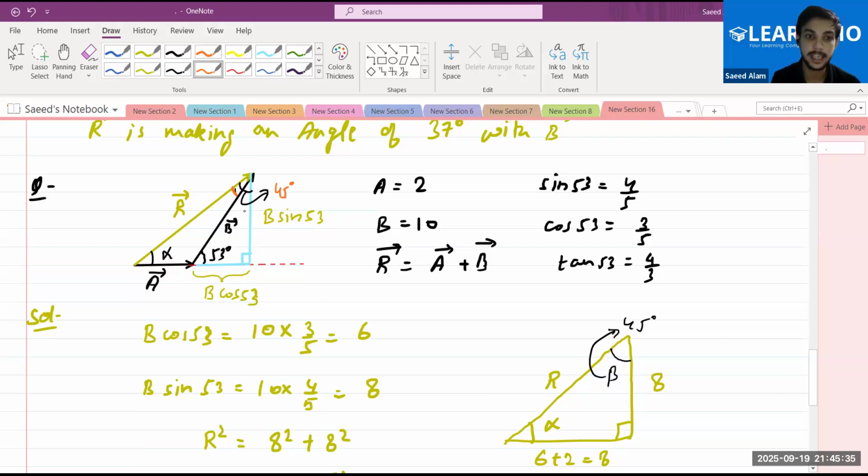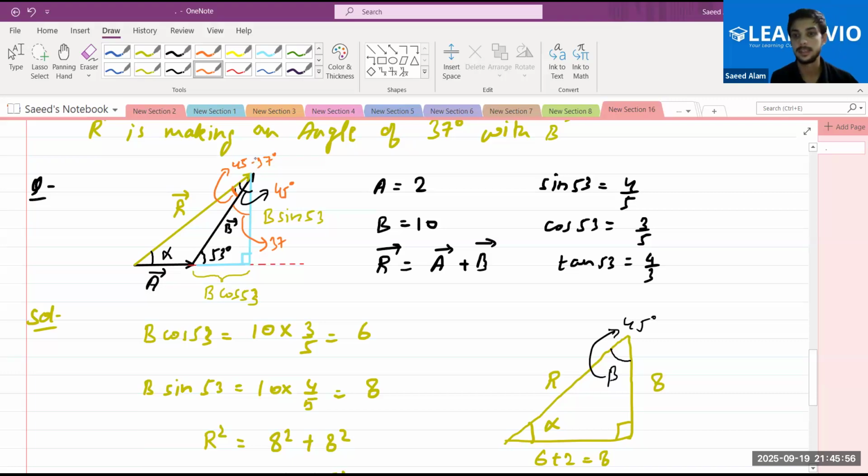Acha, tell me one thing. Can you find out this angle for me? What will it be? As it is 37, 53, yes, that will be 37. Very nice. If this is 37 degree, what will be the remaining one? This 45 minus 37.